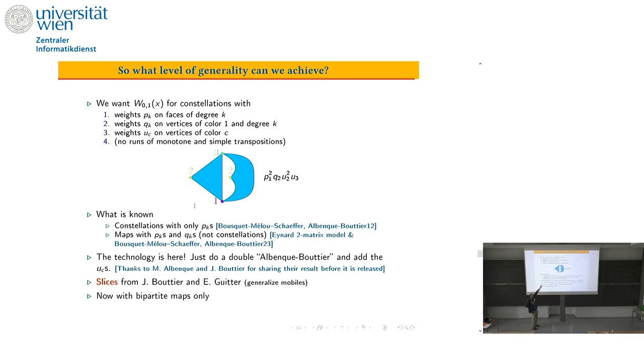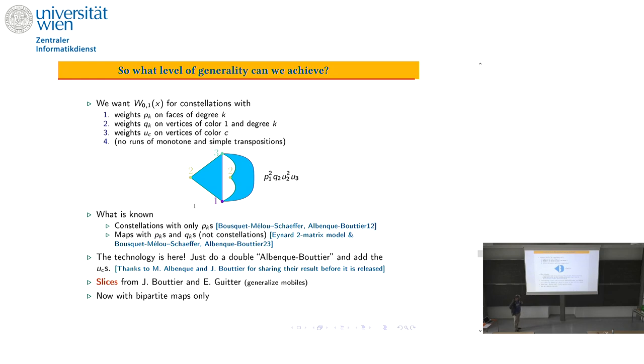What was known before is basically item 1 and item 2 separately. So constellations with only the PKs, that was done again by Bouttier and Schaeffer, although it was a different paper, and then revisited bijectively by Albenque and Bouttier. And on the other side, the item 2 weights, so PKs and QKs, but not for constellations. So that's the two matrix model, basically.